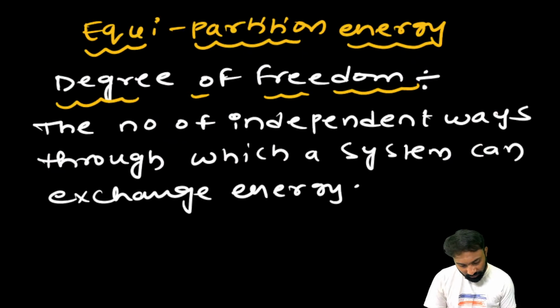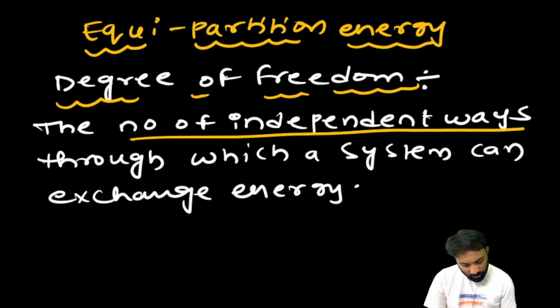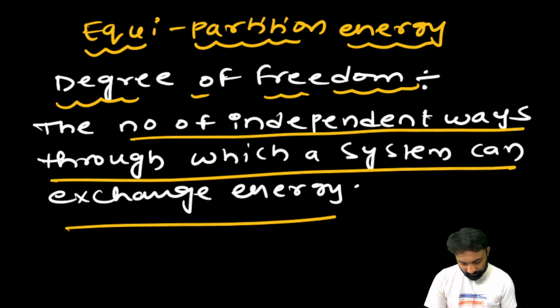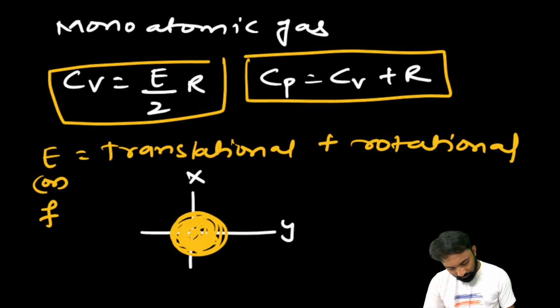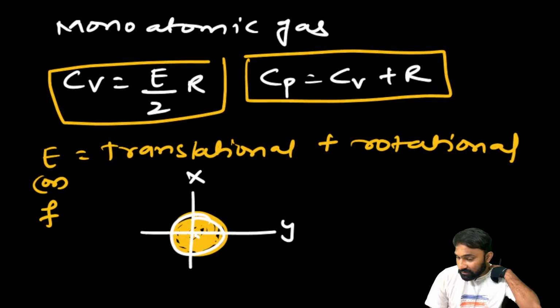What is the degree of freedom definition? The number of independent ways through which a system can exchange its energy. Suppose this gas is translating between the x and y only, but it depends on the 3 axes, right? In the 3 axes it is translating. It is x, it is y, and if I keep the axis z in this manner, on the 3 axes it is translating. So for every gas, the translational degree of freedom will be 3.